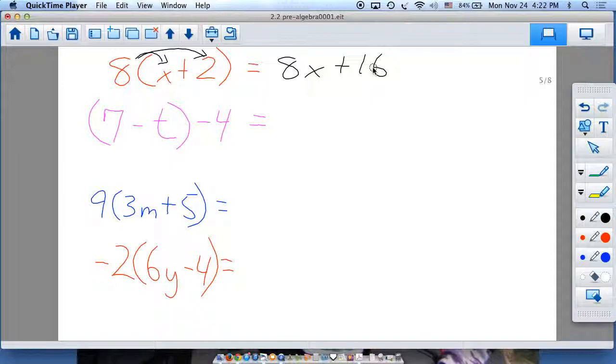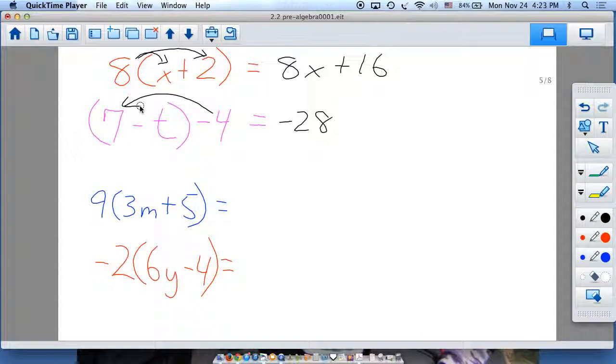Now this next problem gets a little tricky because we have negatives involved. So we need to distribute this 7 and minus t to this negative 4. So negative 4 times 7, or you can say it as 7 times negative 4, is going to give us a negative 28. And once again, I distributed it to this 7 on the inside.